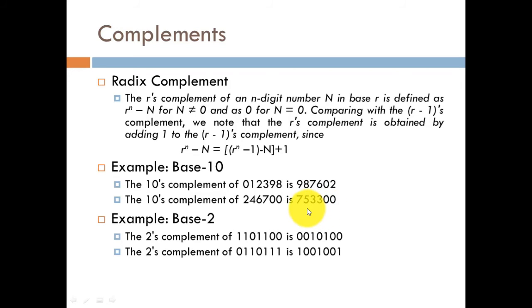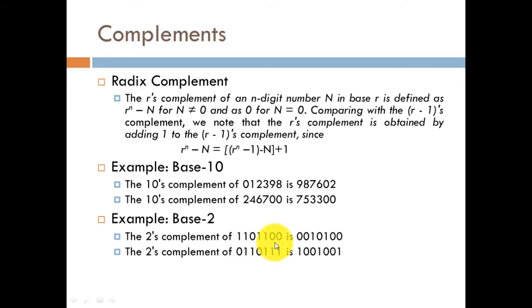So this is how we are going to evaluate the R's complement, or we could say the ten's complement, for your decimal number. Now let us take another example of the binary number system, where base equals 2. We need to calculate the 2's complement of this number, which is capital N: 1101100.